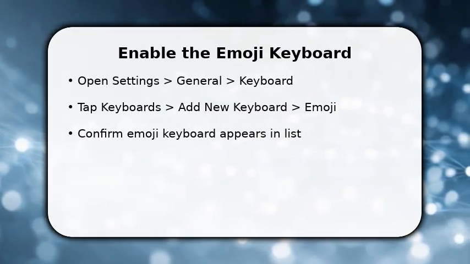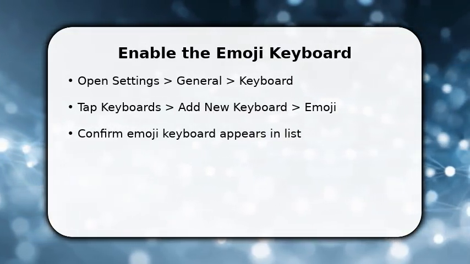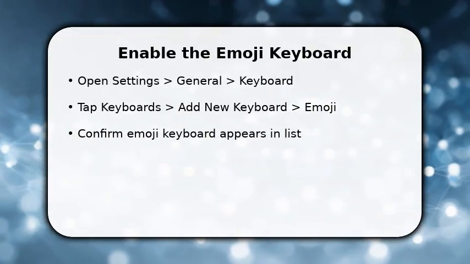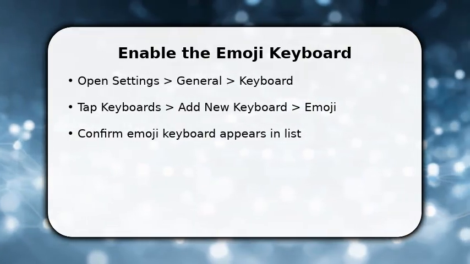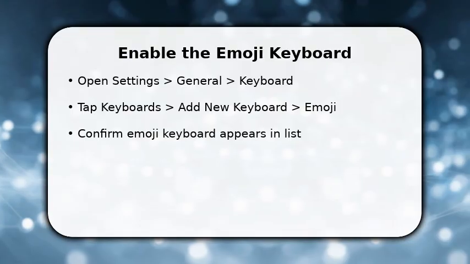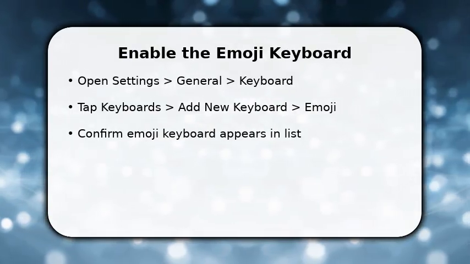Make sure the emoji keyboard now appears in your keyboards list. This allows the globe or smiley icon to show when you type. This step is quick, but required so you can switch into emoji in any app.